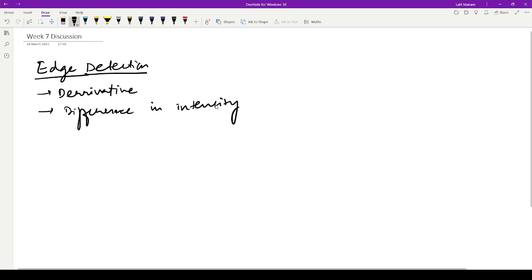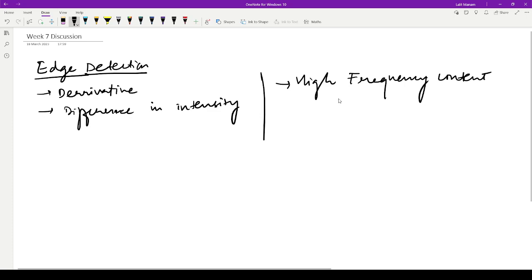So if someone remembers from the last two weeks' discussion, what is an edge? You know that there's an abrupt change of intensities, but in terms of frequency content, which frequency content is represented by edges? High frequencies. Yeah, because there is an abrupt change, so it is high frequency content. So to get the high frequency content, what will you do?